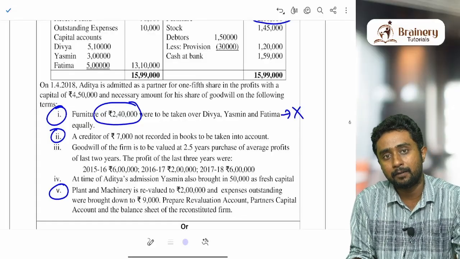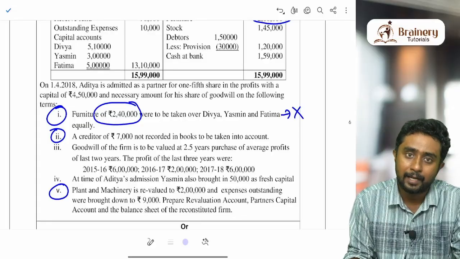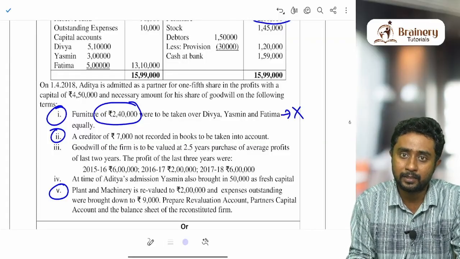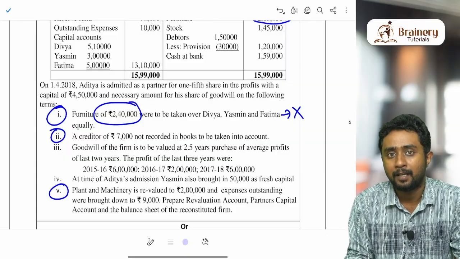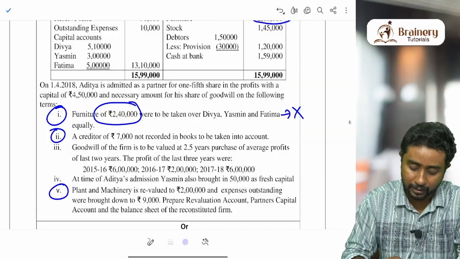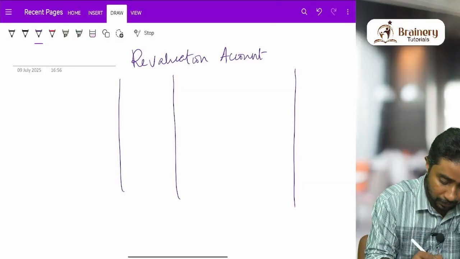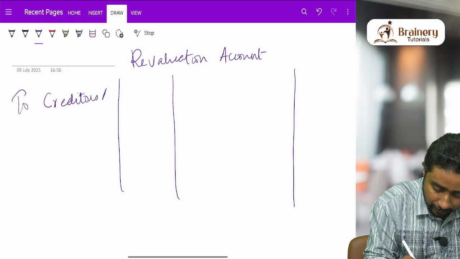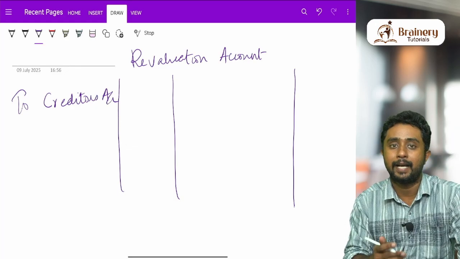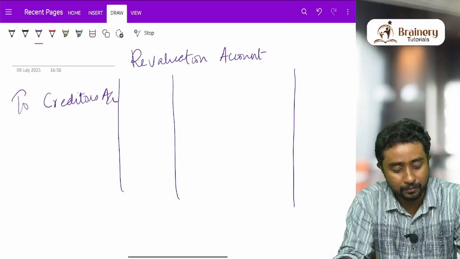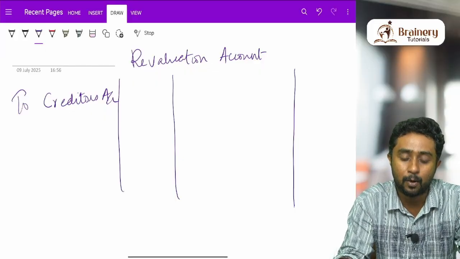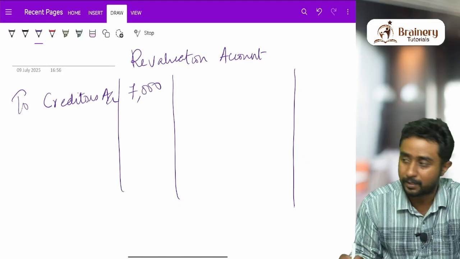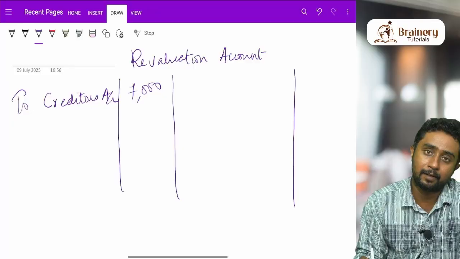Whenever an unrecorded liability comes, what are you supposed to do? We have to record it as a liability. When we record it as a liability, obviously the liability will increase. Yes, you are right. Liability will increase. So in the revaluation account, which side? Obviously, as we discussed before, it should come on the debit side, to creditors. You can mention the name of the liability here. The revaluation account consists of the changes that happened in assets or liabilities. Here how much is it changing? 7,000 was not recorded, so 7,000 will increase. So only by how much it is increasing or decreasing do we have to record. So we have recorded it at 7,000.